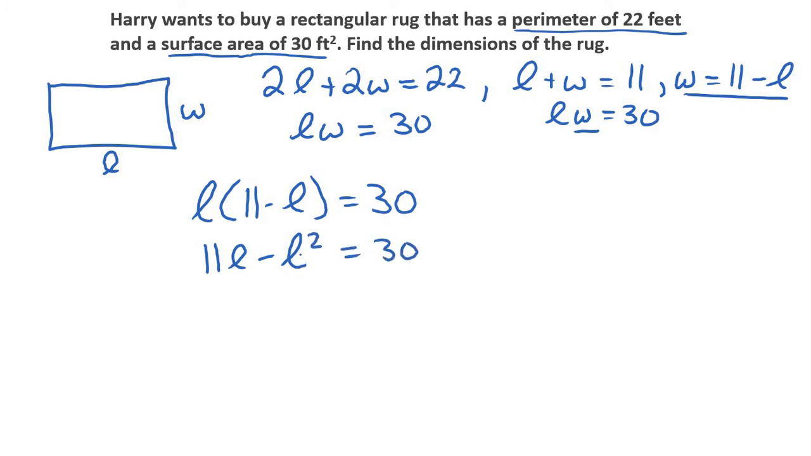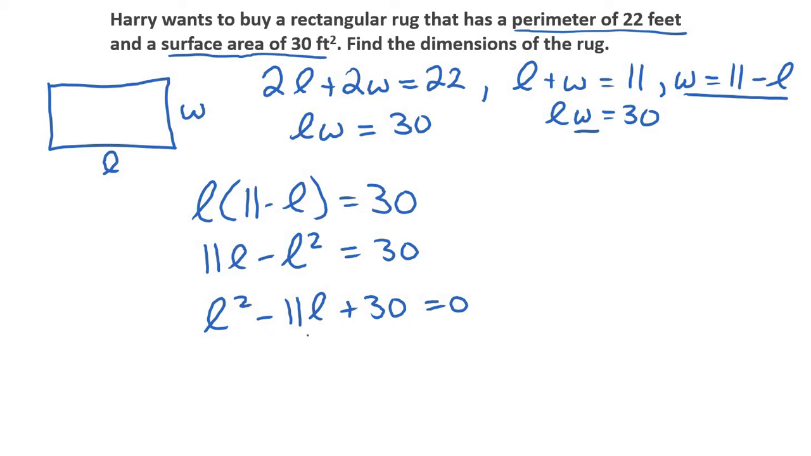Now this happens to be a quadratic. Notice we've got a power of 2 here. So I'm going to rearrange it as L squared minus 11L plus 30 equals 0. Basically what I did is I added L squared over, subtracted 11L. I like to have a positive out here in front of my squared term.